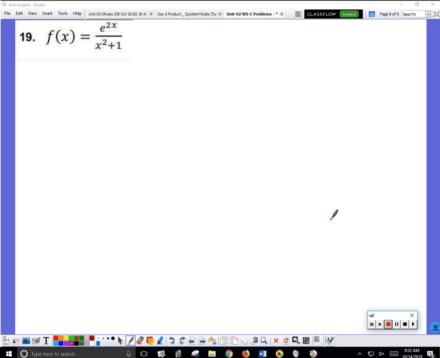Okay, this one's starting out as a quotient. So when we take the derivative, we're going to use the quotient rule. And you can't rearrange it, right? It's not factored on top and bottom. So division is not legal because it's not factored top and bottom.